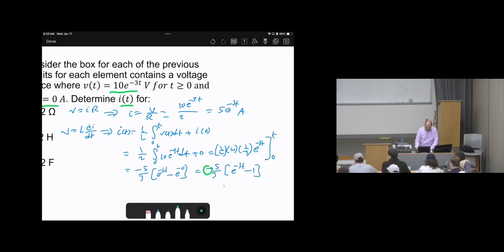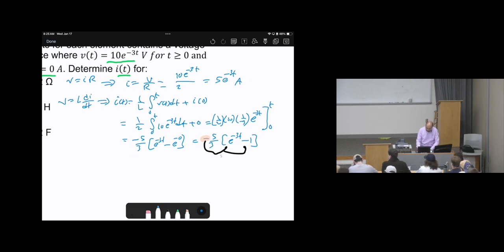Sometimes we don't want the negative sign, so we can put it here and here. So what will it be? It will be written as 5 over 3 (1 minus e power negative 3t), and the unit is amperes. Okay? It's just like math.